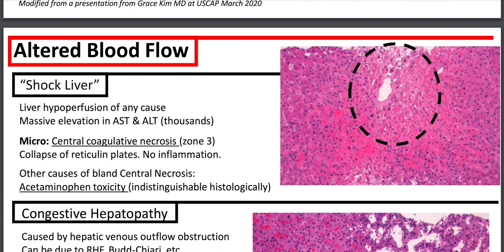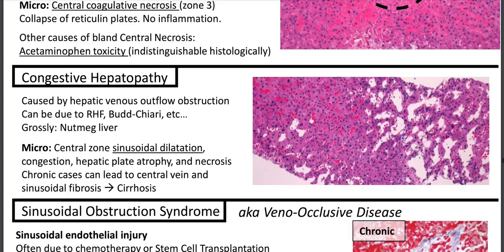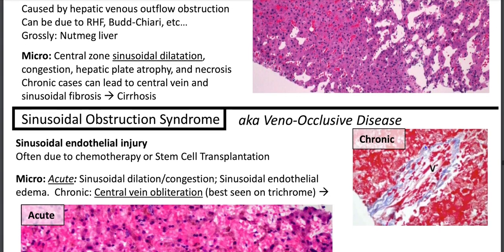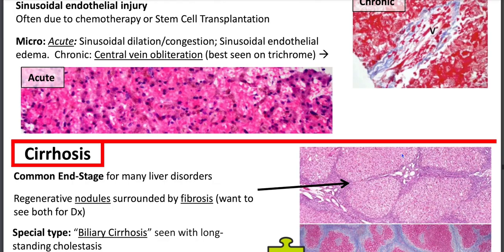Altered blood flow, look for shock liver, central zone 3 coagulative necrosis without inflammation. It could also histologically look identical to Tylenol toxicity. Congestive hepatopathy, your nutmeg liver, can be due to right heart failure, Budd-Chiari. You'll have central zone 3 sinusoidal dilation. Sinusoidal obstruction syndrome, it could be acute or chronic. Acute: sinusoidal dilation, congestion, sinusoidal endothelial edema, and chronic: central vein obliteration.